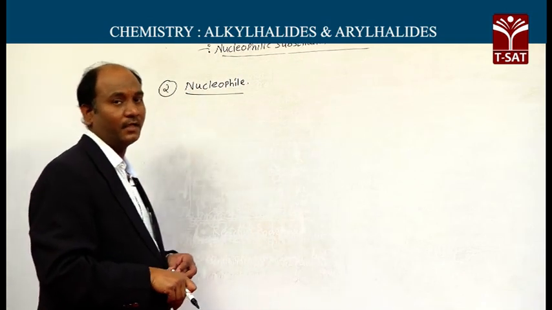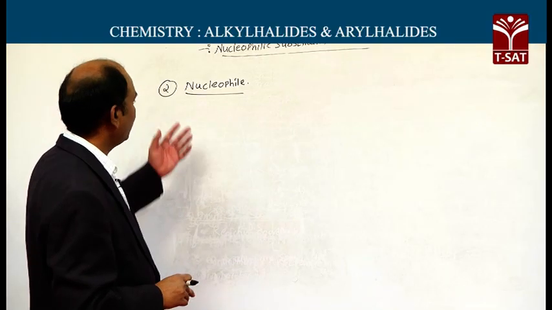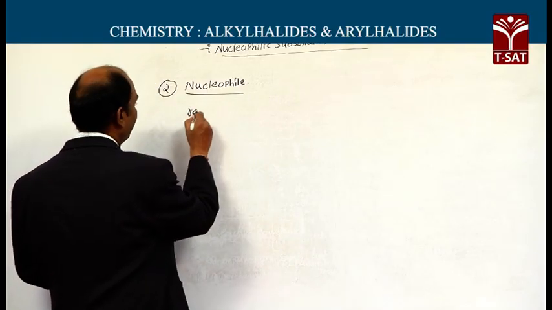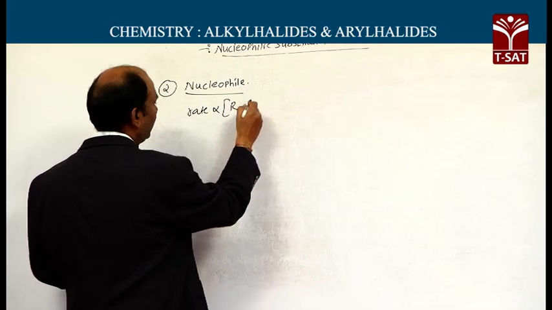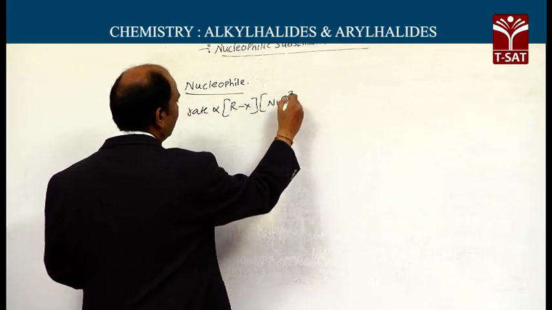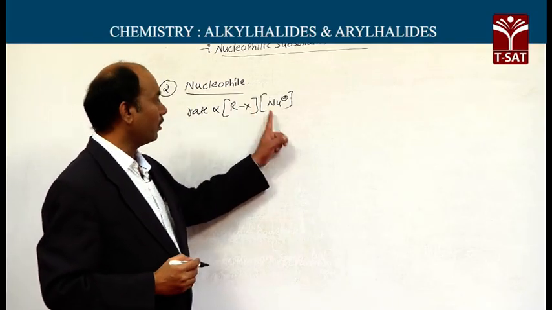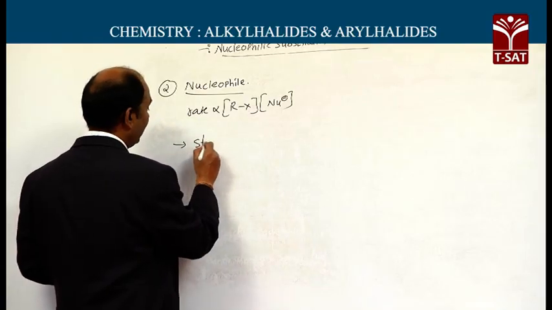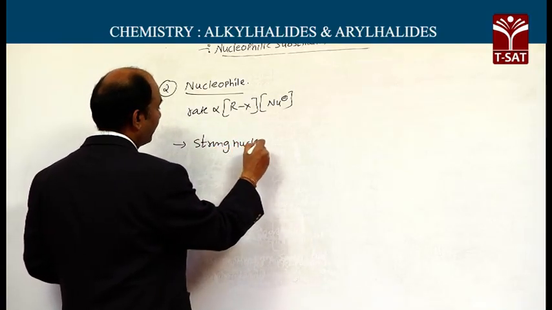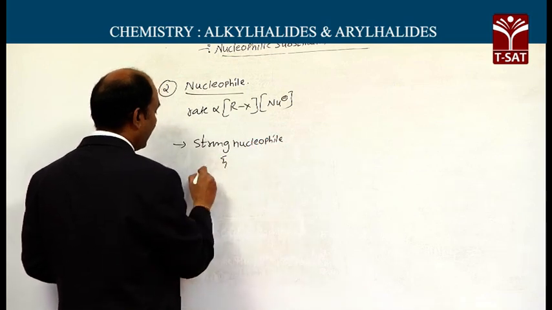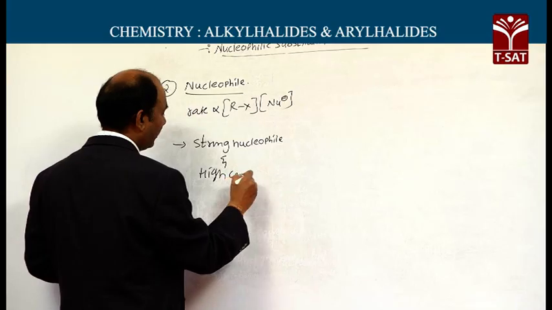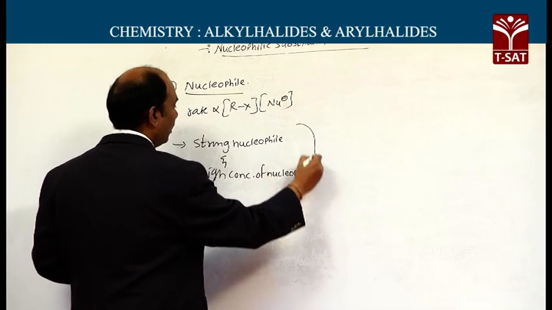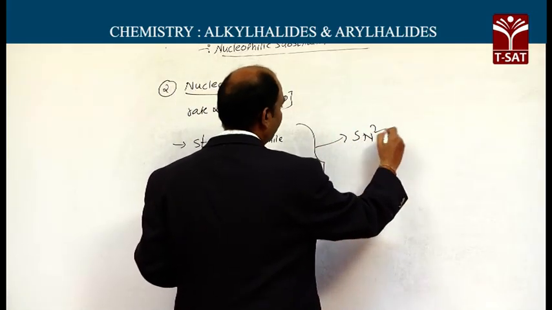How does the nucleophile affect the rate of SN2 reaction? Here, the SN2 reaction rate is directly proportional to the concentration of alkyl halide and the concentration of nucleophile. That means the rate depends on nucleophile concentration also. That means if we take strong nucleophiles and also high concentration of nucleophiles, strong nucleophiles and high concentration of nucleophiles favor SN2 reaction.